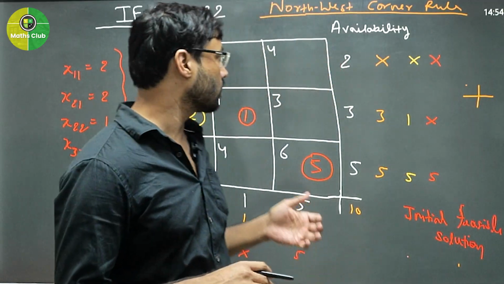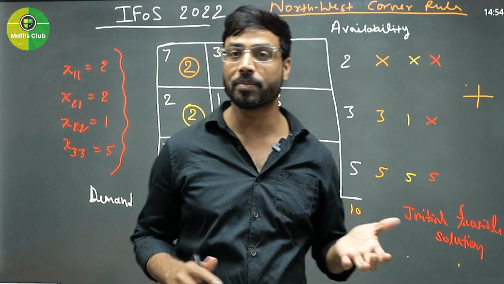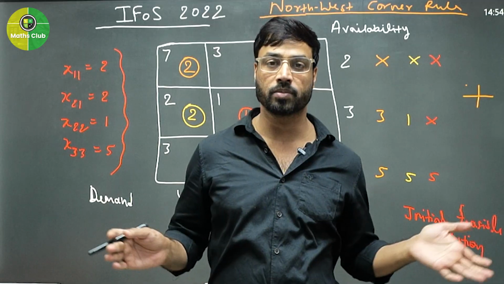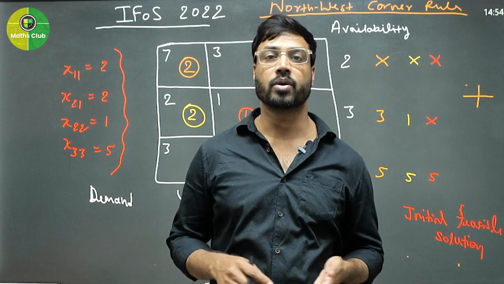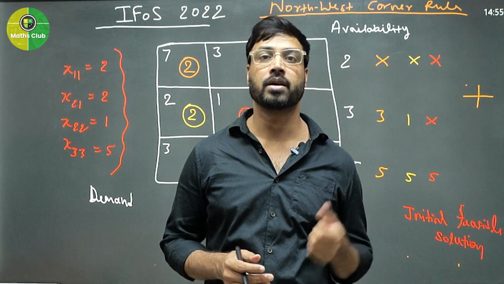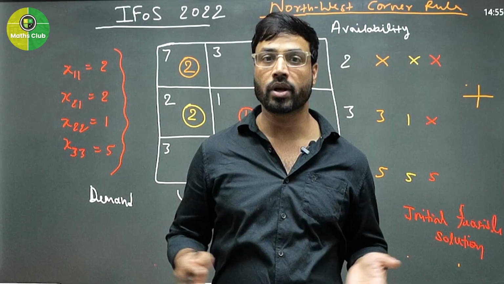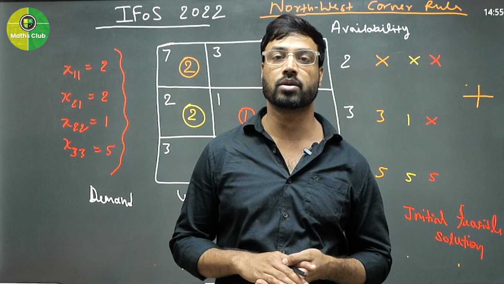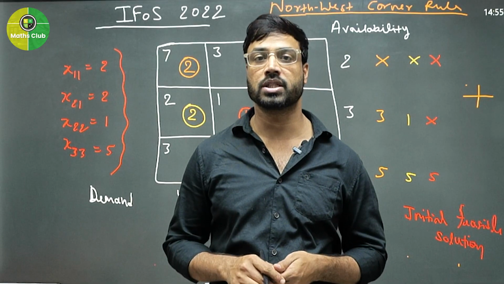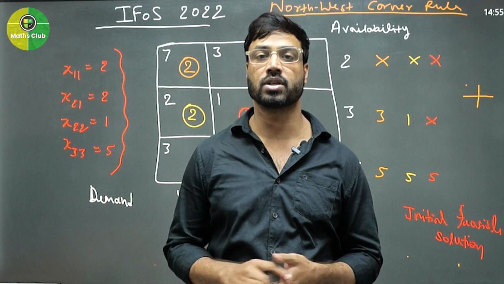We know there are two more methods to find the initial feasible solution, the matrix minimum method and Vogel's approximation method. We have already discussed them. You will see more previous year questions of the transportation problem, and we will solve PYQs in upcoming videos on how to find the optimal solution in the transportation problem using the modified distribution method.